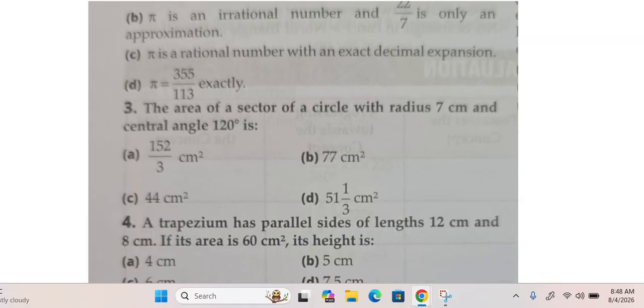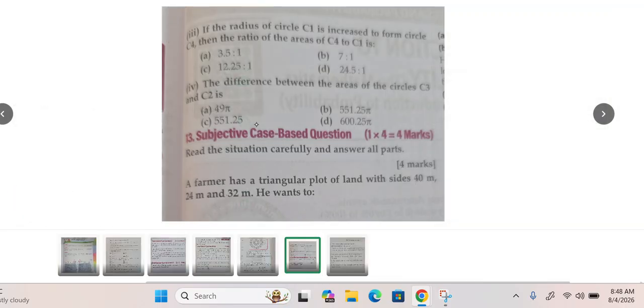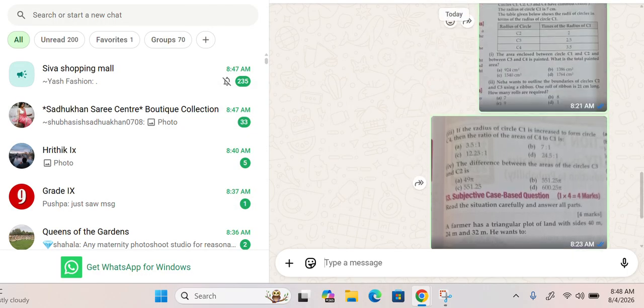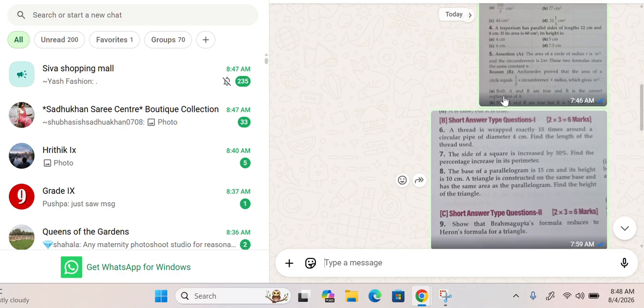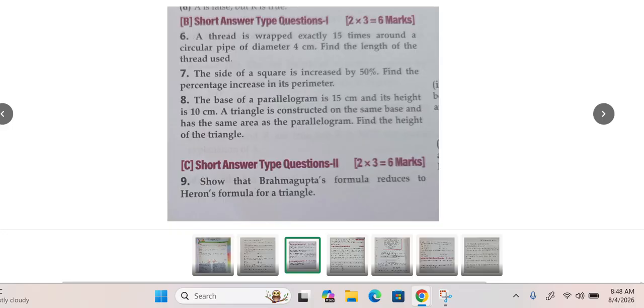Ma'am, what's the answer for the fifth one? A option. Yeah. Now we're going to the sixth one. A thread is wrapped exactly 15 times around a circular pipe of diameter this much. Find the length of the thread used. Good. I don't know how many of you did this.